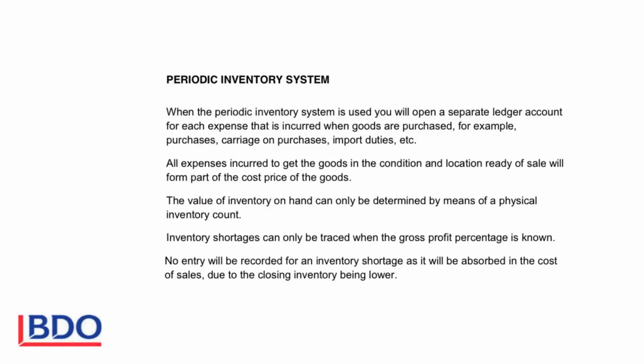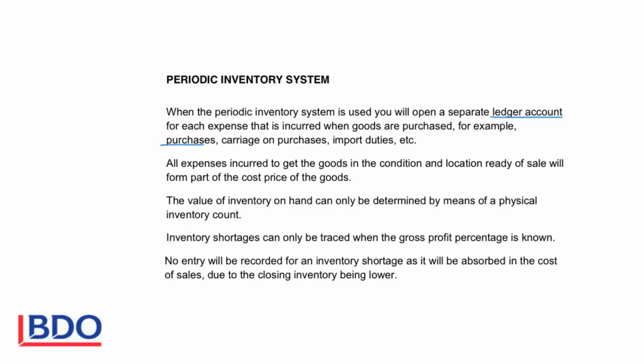Good morning. We will pay attention to the periodic inventory system today and what the recording will be when we have an inventory loss. First of all, if we use the periodic inventory system, we will open a ledger account for every expense that you pay when you buy the goods. So you will have a purchases account for the purchase price of the goods.